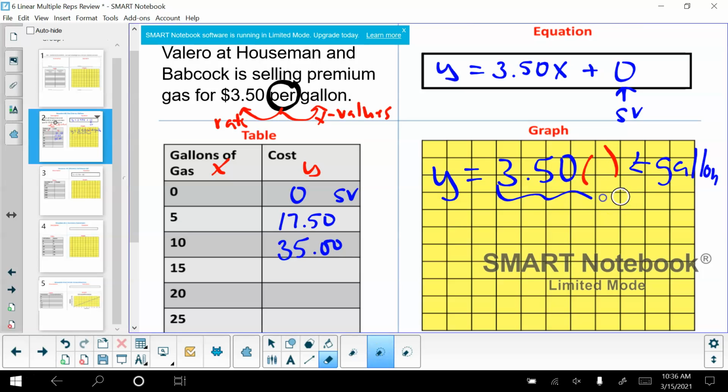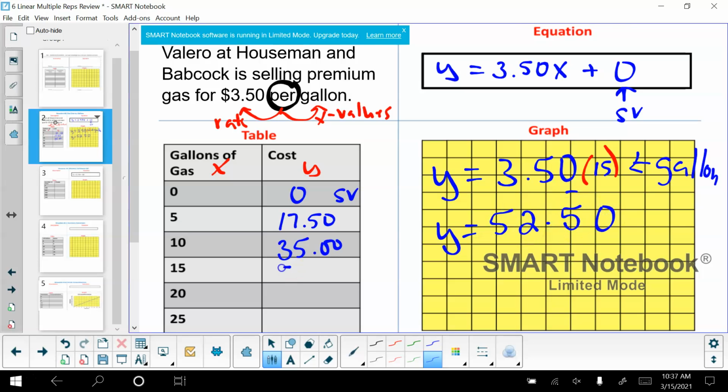I can take the 10 out, and I can notice that my x number is now going to be 15, so I'm going to put a 15 in there, and I'm going to do 3.50 times 15. We're just using substitution. 52.50. And then I can do it again for 20. Which is 70.